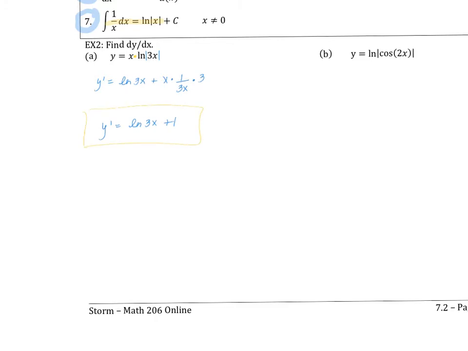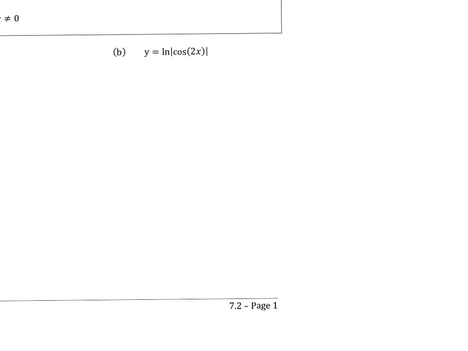Okay, so moving on to another example, example B. Note in example B, we do have absolute values around the argument, which is fine. Again, if they weren't there, that would be fine too. We just assume it's defined for the x values so that cosine is always positive. So when I take the derivative, it's going to be 1 over the argument, which is cosine of 2x, times the derivative of the argument.